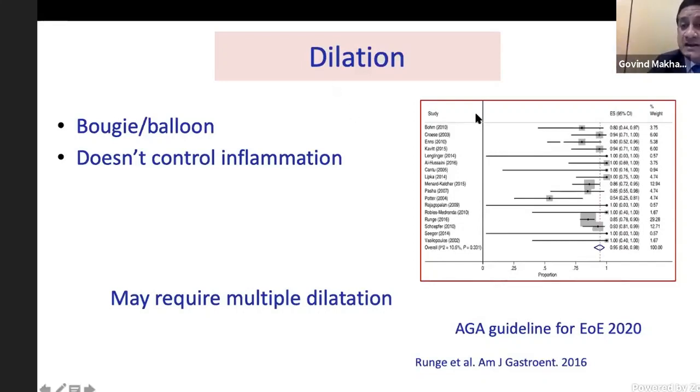So rather than only giving dilatation, you must continue a drug which can reduce or eliminate inflammation. Almost half of patients require dilatation. If you do dilatation, almost 95% will have a response in dysphagia. But remember, this is only a palliation. They will only improve dysphagia, but we need to continue anti-inflammatory therapy in order to stop progression of disease.